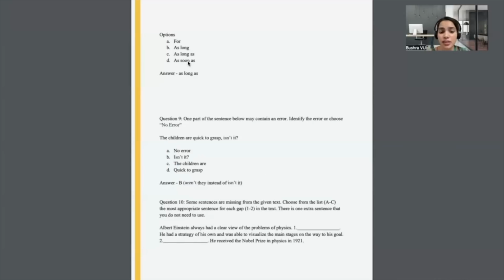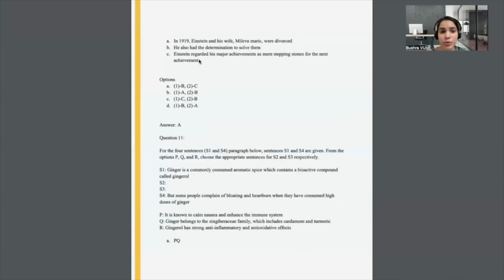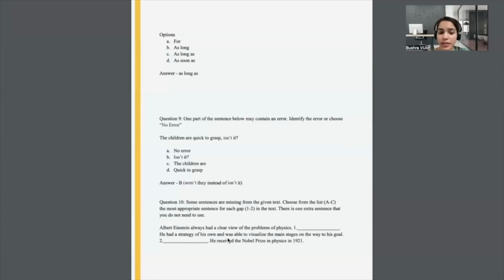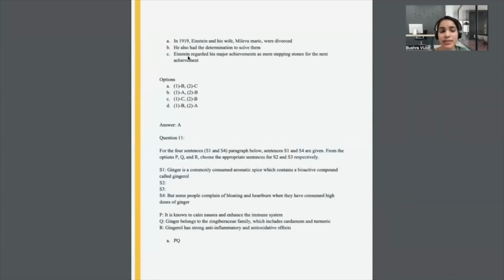Okay, this first sentence says Albert Einstein always had a clear view of problems of physics, right? Here it already introduced Albert Einstein. The sentence is not going to start with Albert Einstein again. It is going to start with "he," because the first introductory sentence already talked about Albert Einstein. So whatever his noun is going to be, that is going to be replaced here. Okay. So the pronoun is "he." So that's why it's going to start with "he." Okay. So amongst all three sentences, you know that the one starting with "he" is second.